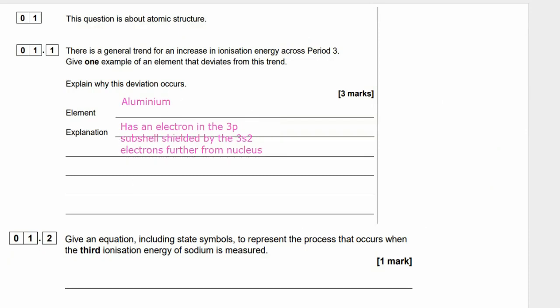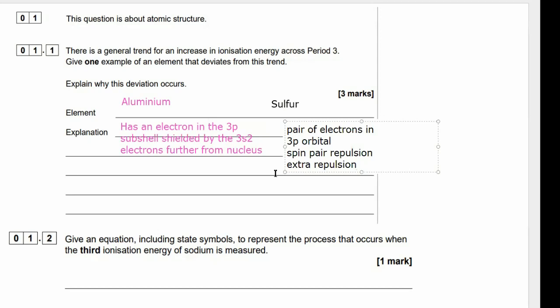So there's our explanation. Our other possible answer I'm going to do in another color. Let's just do it in standard black. Okay, we've got sulfur. This is found obviously in group 6. It has a pair of electrons in 3p orbital. So we have spin pair repulsion. And that's our explanation. Remember, either the answer in pink or black, you could put for all 3 marks.